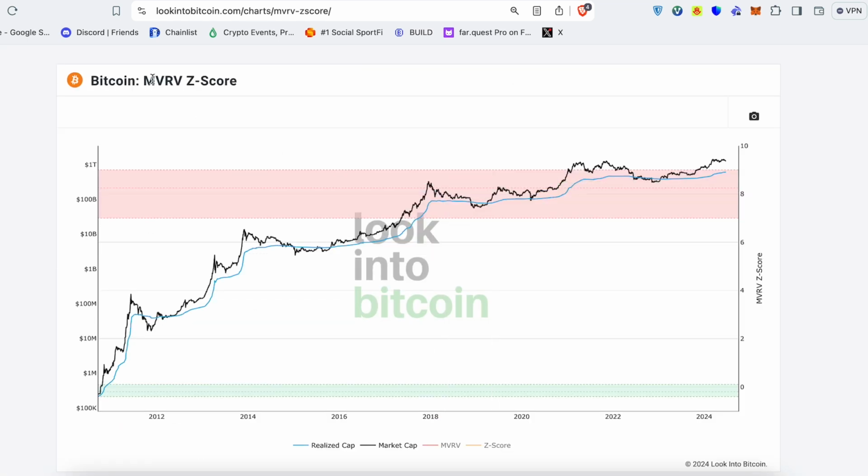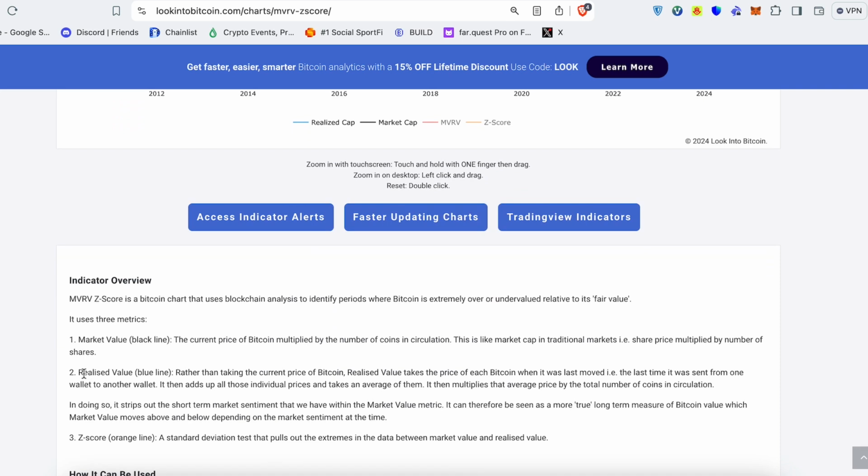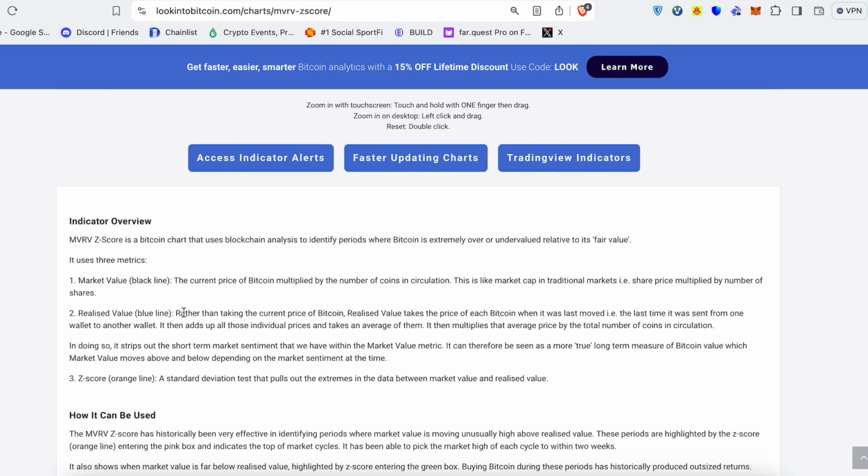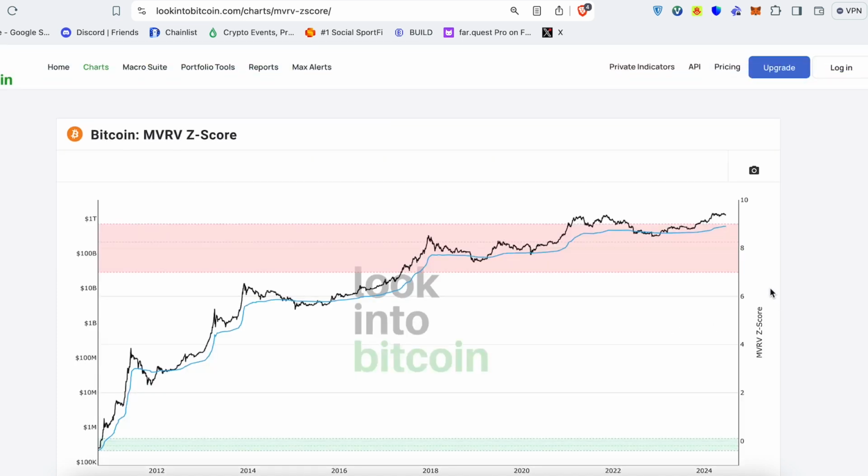Also, we can take a look at the MVRV Z-Score with more data like realized capitalization, and see how it's calculated. The realized value, the blue line on the chart, rather than taking the current price of Bitcoin, takes the price of each Bitcoin when it was last moved, the last time it was sent from one wallet to another. But it's a big problem, and I think we can't use this line as a real value of Bitcoin's price or capitalization.